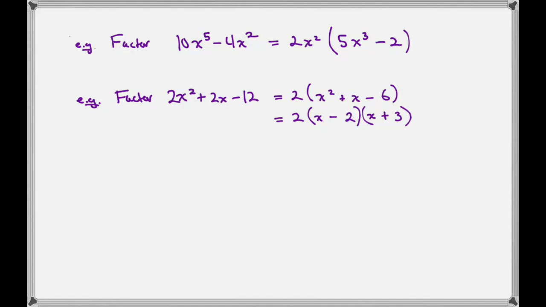You just want to double check that this works. I'm going to mentally FOIL. x squared, the outer terms give me a 3x, minus a 2x from the inner terms, and then minus 6 from that last term, and it indeed gives me the expression above.